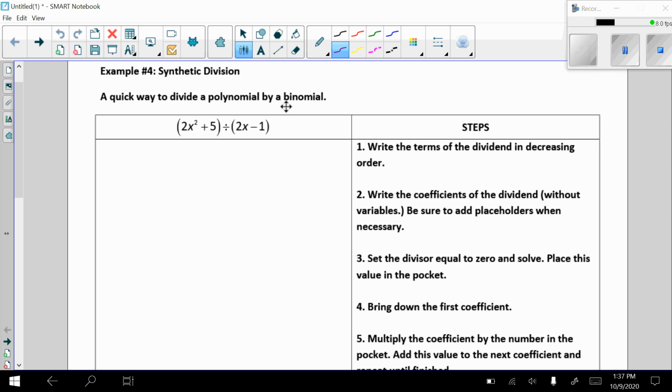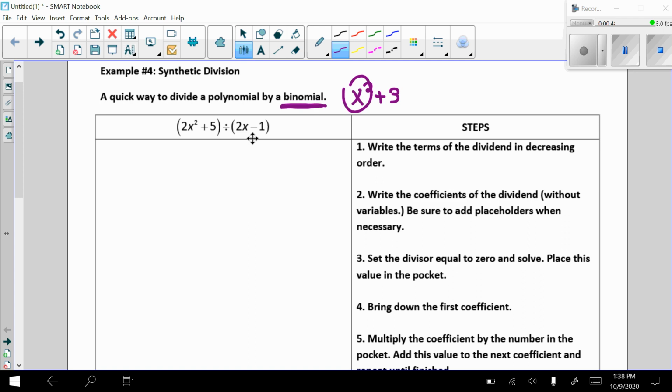For example, we can only use it when we are dividing by a first degree binomial. So we could not use it if we were dividing by something with x squared or x cubed in it. We also couldn't divide it if it had more than two terms, which again brings us to x squared. So it has to be a binomial, okay, and a first degree binomial.